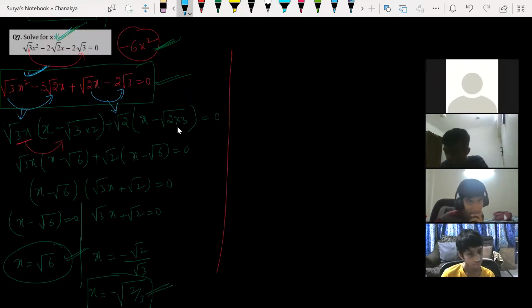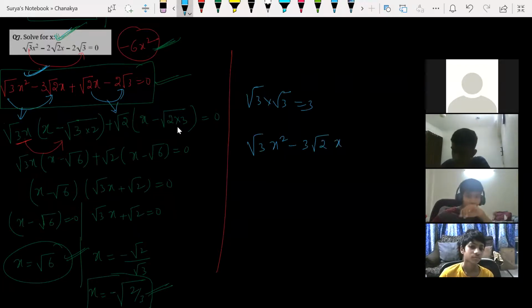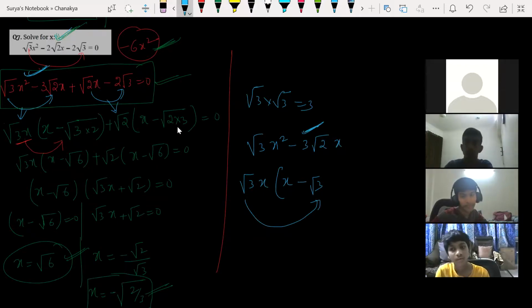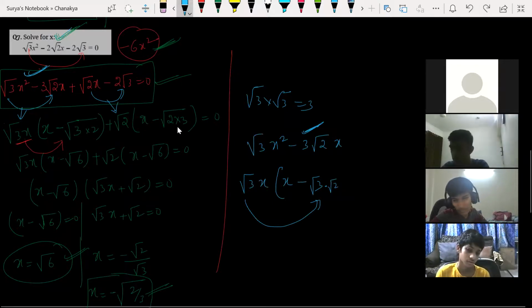Understood? That's how. Do you know this? What is root 3 into root 3? 3, right? Yes, sir. See here, I have root 3x square minus 3 root 2x. So from this, what am I taking? I'm taking root 3x common, so root 3 goes outside and I'll be remaining with x minus. Here I have 3. With what number am I supposed to multiply so that I'll get 3? With root 3 only, right? Root 3 into root 3 gives 3. So root 3 will remain, and root 2 will be as it is, and x goes outside.